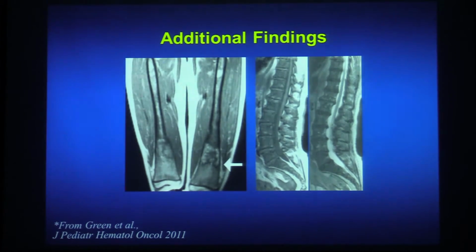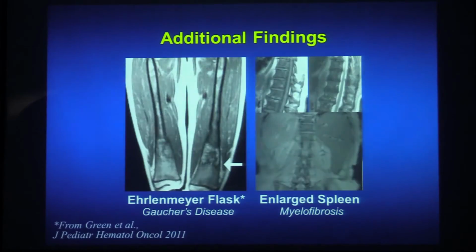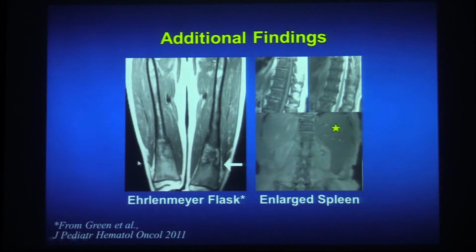So I also want to emphasize looking for additional findings. These are two different patients. This is a coronal T1 weighted image through the distal femurs in a patient, and we can see that the signal is abnormal. What about the shape of the bone here? Yes, so we don't have the normal concavity at the metaphysis. We have an Erlenmeyer-flask configuration, and that's typical for Gaucher's disease.